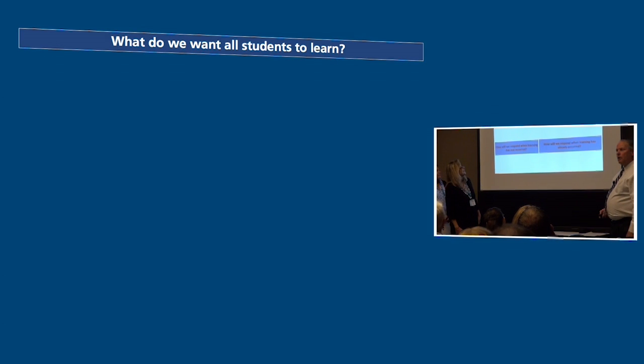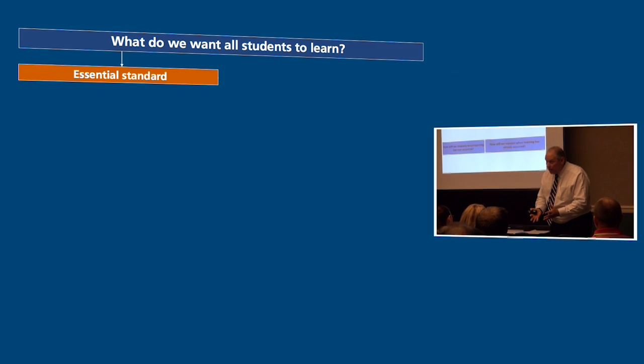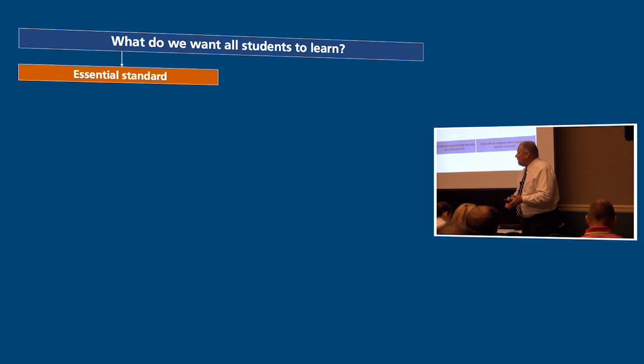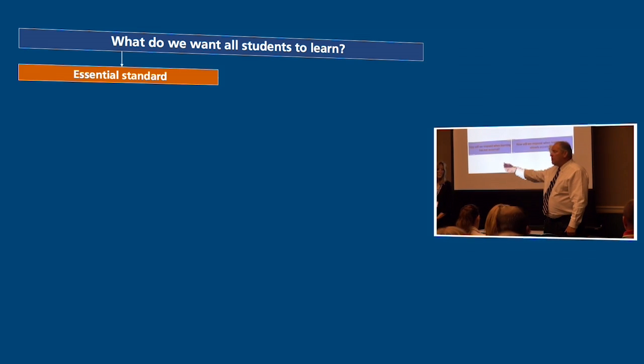What do we want all students to learn? The first thing we said is you have to find an essential standard. Not just any standard, but a really important standard. A standard that every kid needs to know. We'll make you a fourth grade team. And the standard that this team has chosen is order of operations.